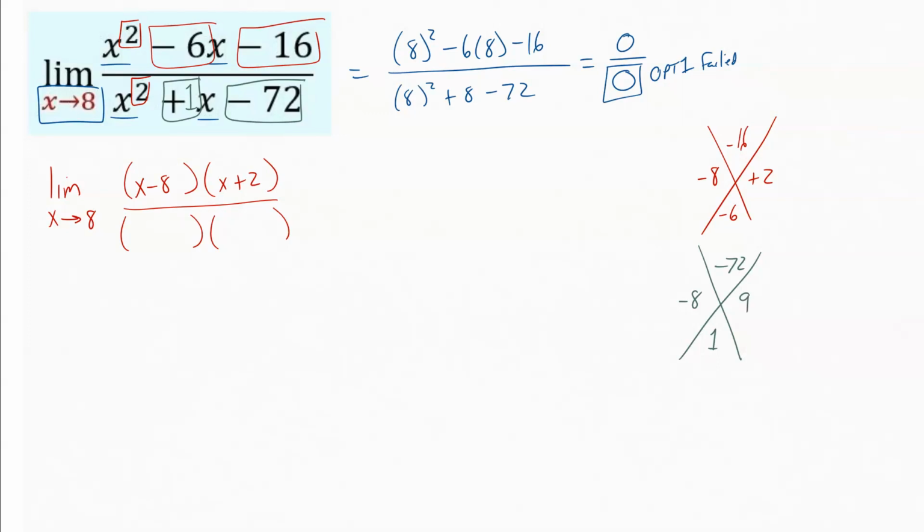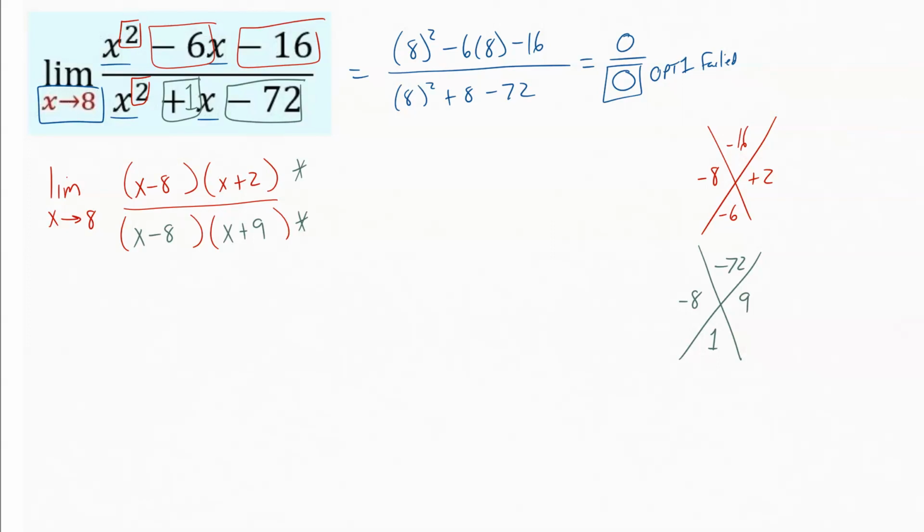Oftentimes when you're doing this type of factor and cancel, you want to sort of lean towards the fact that one of these answers on the top is probably going to cancel out with one of the ones on the bottom. So you can kind of use some of the numbers to sort of narrow down your options. So that'll be x minus 8, x plus 9 on the bottom. So that's the factoring part of the factor and cancel.